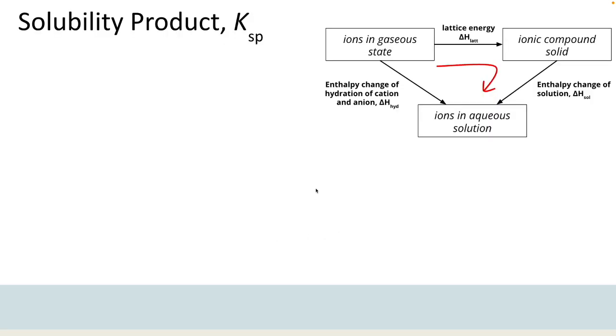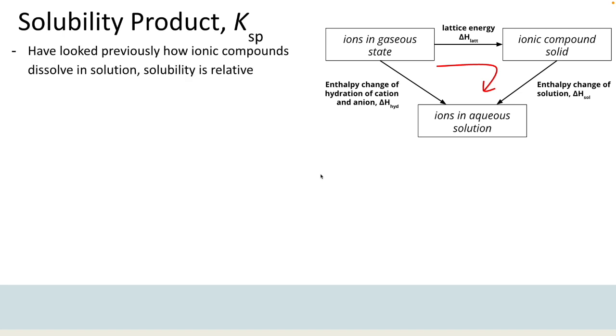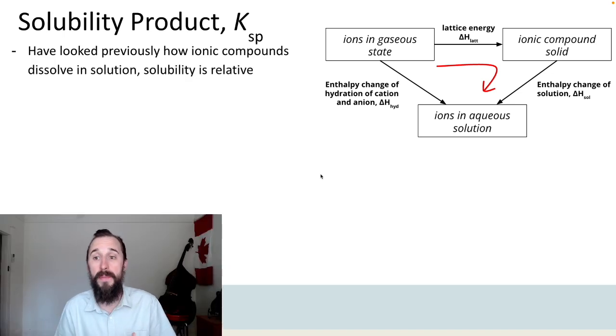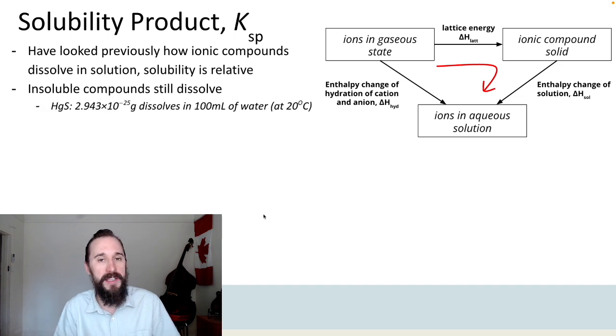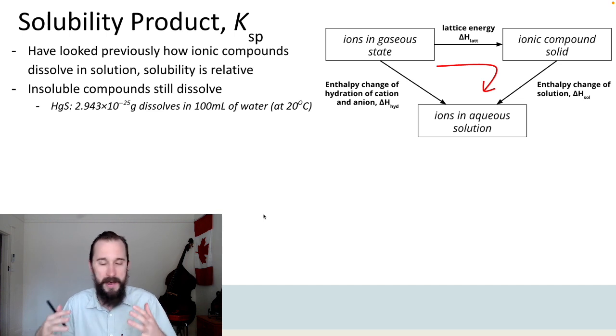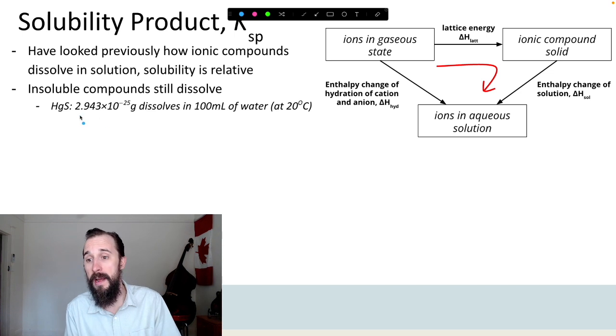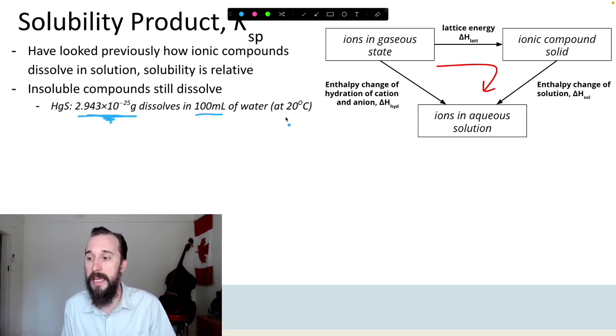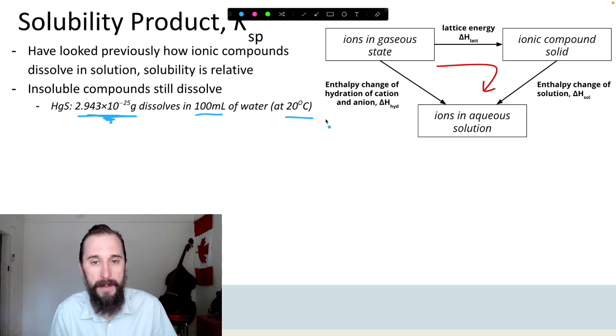So to finish off, we're going to look at the concept of dissolving. We looked previously at how ionic compounds dissolve into a solution. We've talked about the idea that solubility is all relative. Even the most insoluble compounds are still dissolving a very tiny amount, which for all practical purposes might be able to be categorized as insoluble. But even something like mercury sulfide, we have a really, really tiny amount that's still able to dissolve in a given volume of solvent at a given temperature.